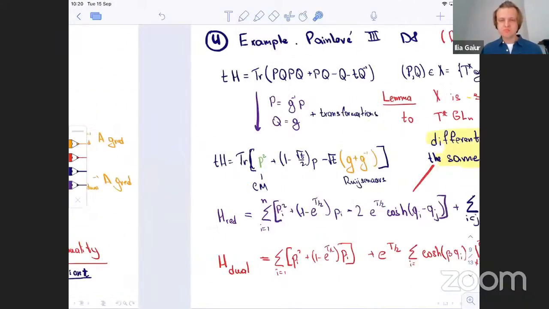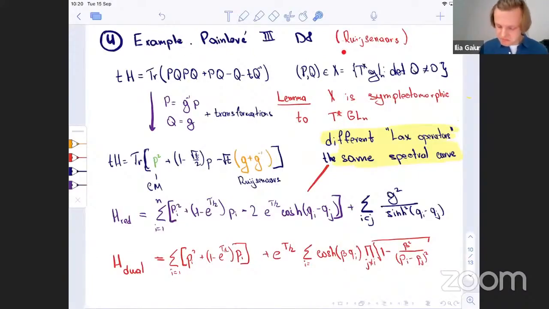Finally, I want to give you an example, probably our most fresh example, which uses the Ruijsenaars systems. Here it is Painlevé VI equation of type D8. So the Hamiltonian is written in the following form, you can see that we have the inverse of the Q matrix. So the natural space for this Hamiltonian is just a space such that determinant of Q is not zero. And occasionally this space is just symplectomorphic to T star to GLN. And using this transformation, which gives us this symplectomorphism plus some transformations, we send this Hamiltonian to the following one.